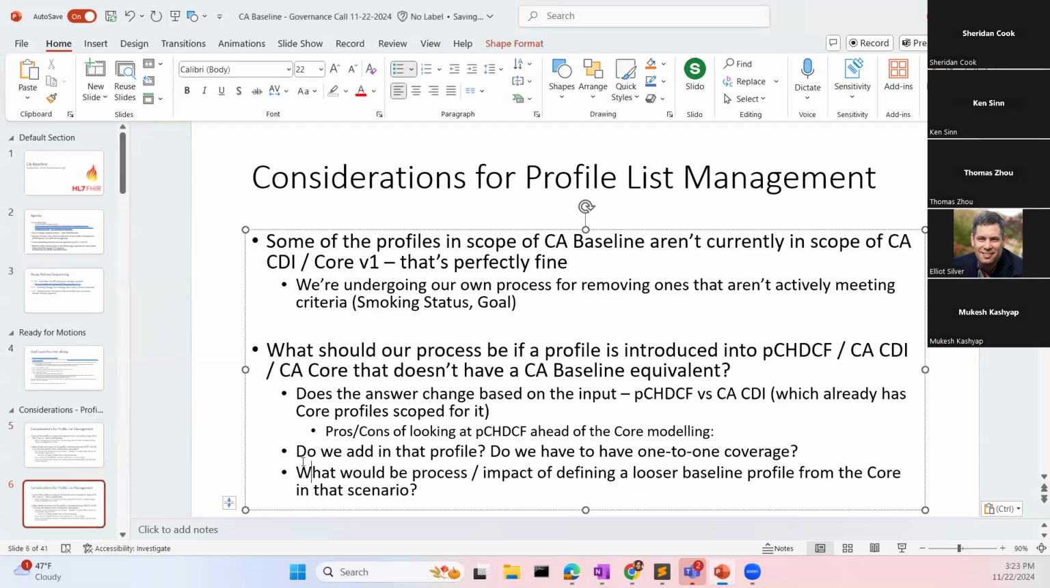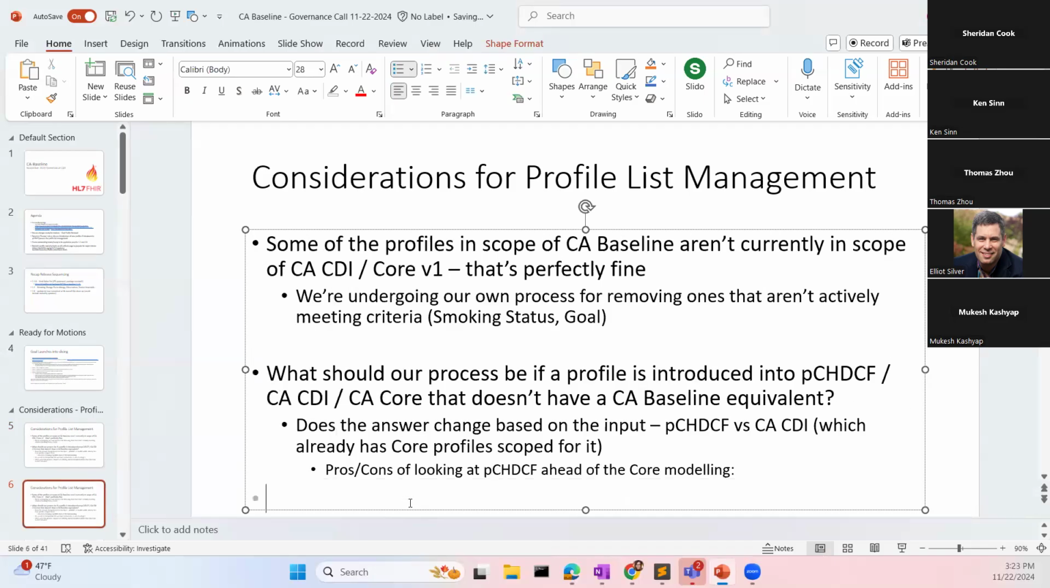Got it. Okay. So it's less about these questions, because it's not so much about the things that already have profiles, and more around what the pros and cons are if we were to look at the things that necessarily haven't been modeled in FHIR yet. So what are the pros and cons of that?